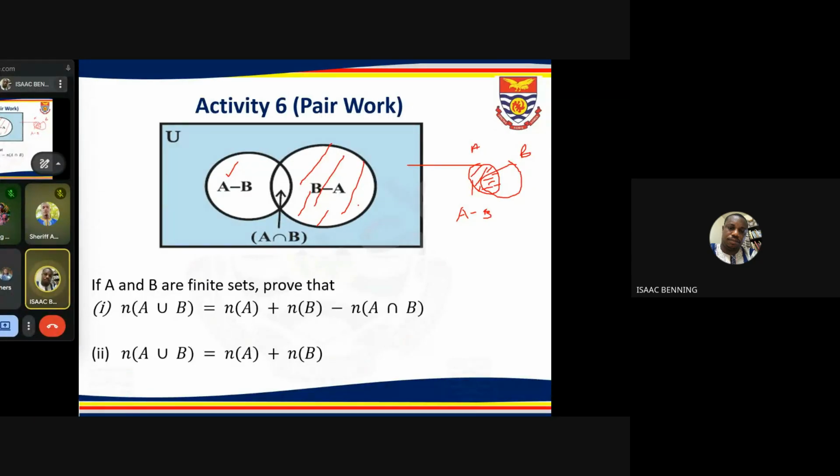Now, when we understand it this way, we want to prove that when we put the number of A and B together, it should be this one: number of A plus number of B minus number of A intersection B. And this formula is very popular. Have you seen this formula before? Yes, sir. So we want to prove why it is so.